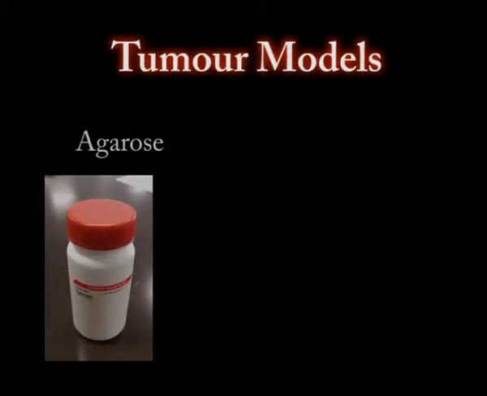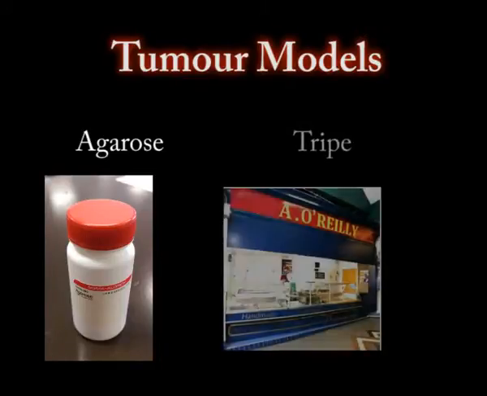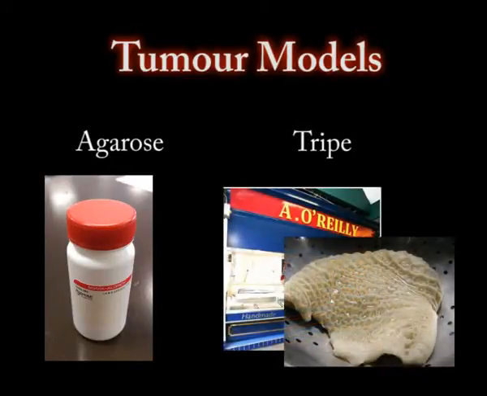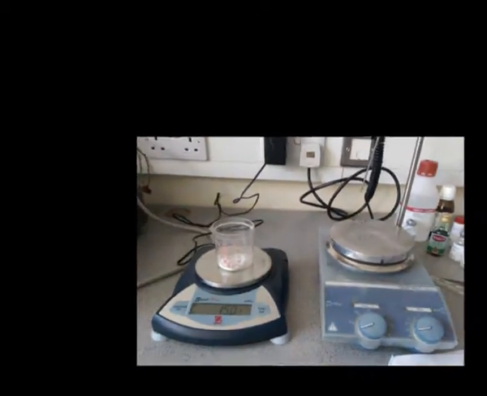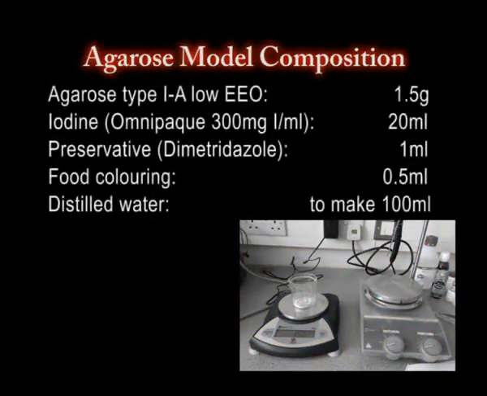Two tumour models were developed as part of this work. The first was derived from a popular hydrogel, Agarose, and the second looked at utilising beef tripe as a potential model. The Agarose model also comprised a contrasting medium, Omnipaque, the preservative dimetridazole to prevent microbial invasion, and food colouring.